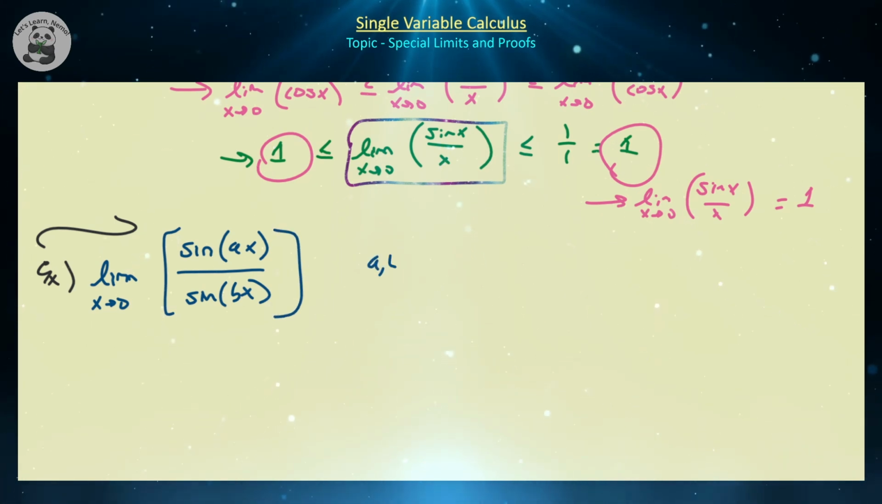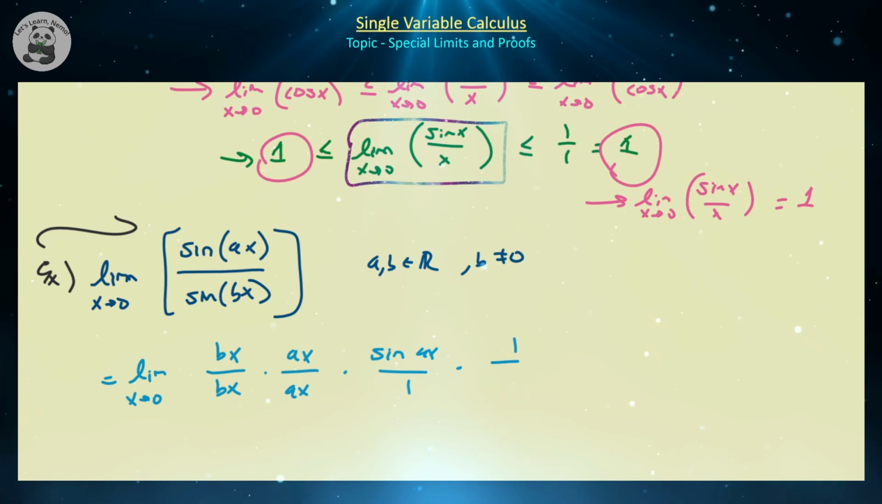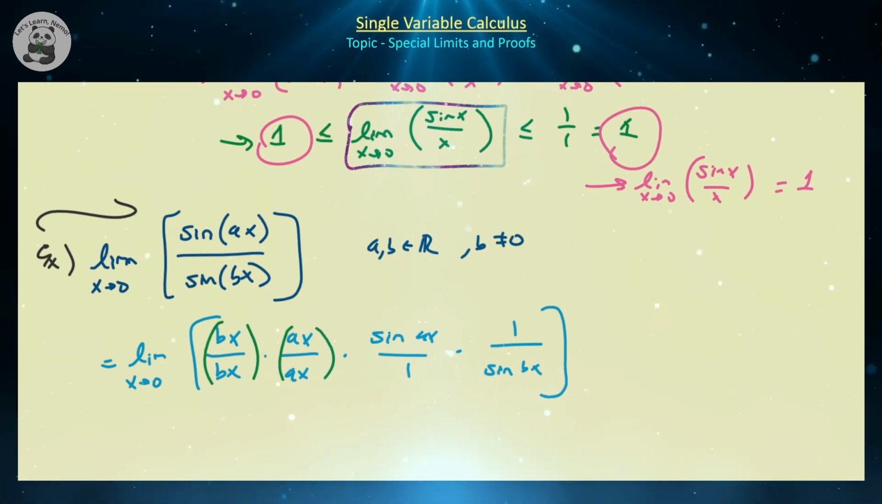And let's assume that a and b are real numbers with b not being equal to 0, else you have a non-existent thing. So what is this going to be? So I can actually write this as the limit as x approaches 0 of bx divided by bx times ax divided by ax times the sine of ax over 1 times the sine of 1 over the sine of bx. So all I've done here is I've just multiplied top and bottom of this expression by a fancy form of 1.